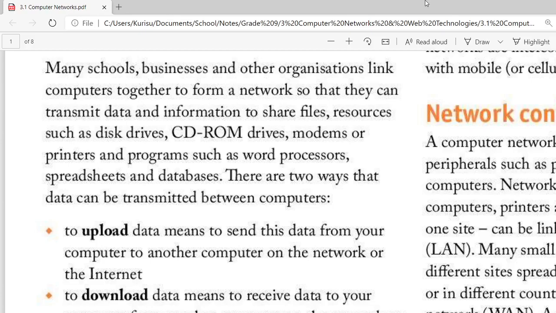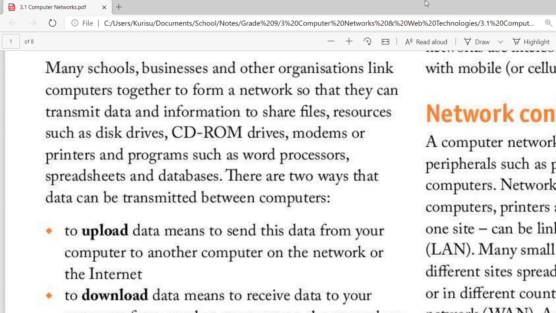Yes. Okay. Many schools, businesses, and other organizations link computers together to form a network so that they can transmit data and information, share files, resources such as disk drives, CD-ROM drives, modems or printers, and programs such as word processors, spreadsheets, and databases. There are two ways that data can be transmitted between computers. To upload data means to send this data from your computer to another computer on the network or the internet. To download data means to receive data to your computer from another computer on the network or the internet. Very good.